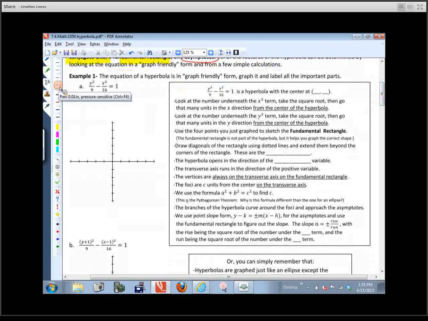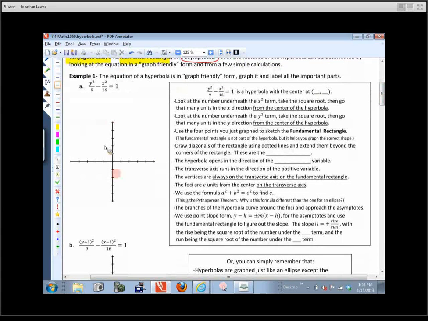Okay, so here's the idea. I'm actually going to go through and we're going to graph this one using kind of the idea that we did for an ellipse. So what's the center? Origin. Okay, so centered at 0, 0. I'm going to look underneath this variable right here. It's a y. Underneath it is a 9. How far am I going to go in the y direction? I'm going to go 3. So we're going to go up 3 and we're going to go down 3. Okay. Then I look underneath the x, there's 16, so I'm going to go 4 units in this direction and 4 units in that direction.